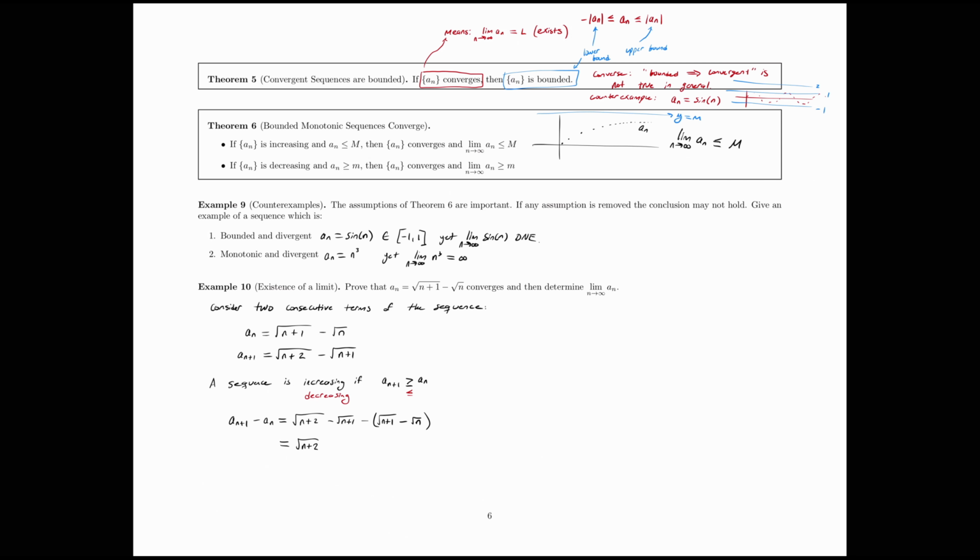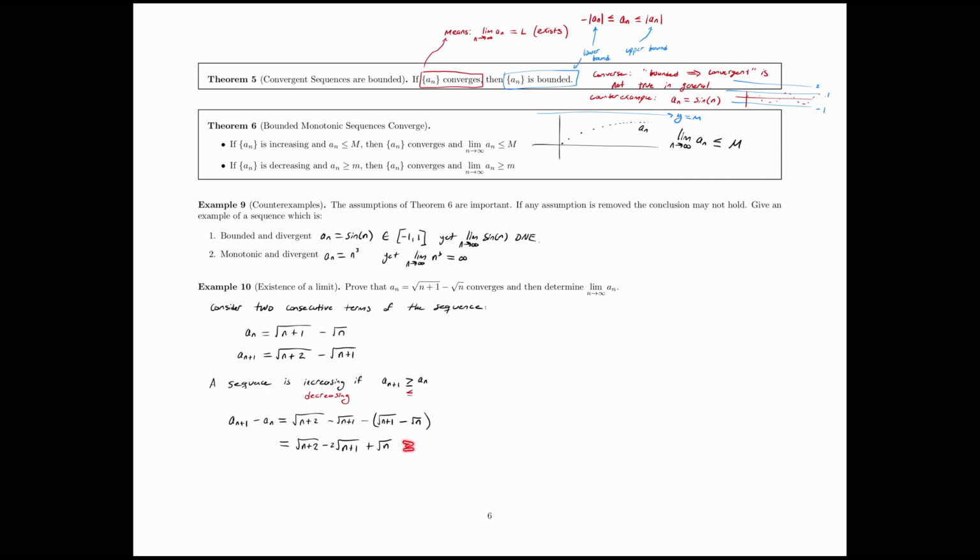So square root of n plus 2 minus the square root of n plus 1 minus another copy of that. So we really have 2 copies of that, plus the square root of n. Now this one's a little bit tricky to tell. Is this greater than or equal to 0?